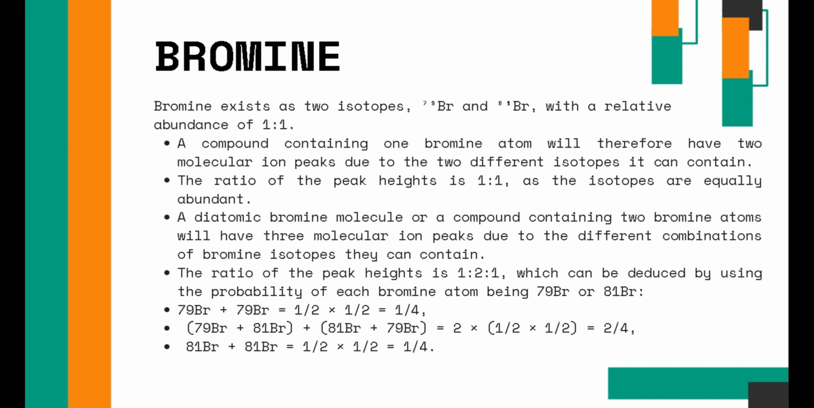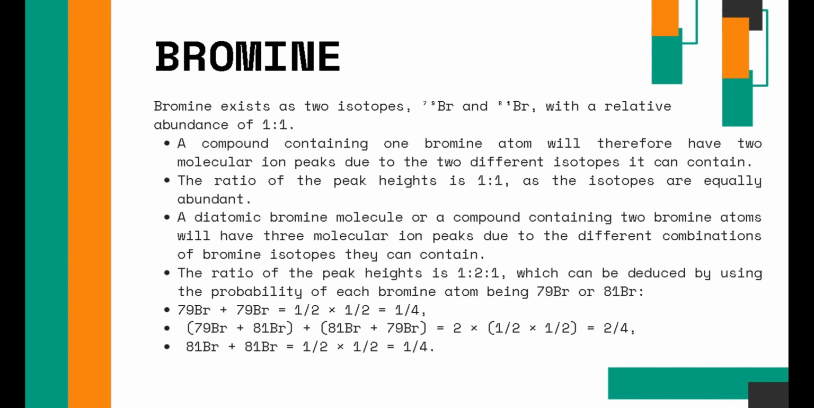A diatomic bromine molecule, which is again the natural form of bromine, or a compound containing two bromine atoms will have three molecular ion peaks due to the different combinations of bromine isotopes they can contain. The ratio of the peak heights is 1:2:1, which can be deduced by using the probability of each bromine atom being 79Br or 81Br.